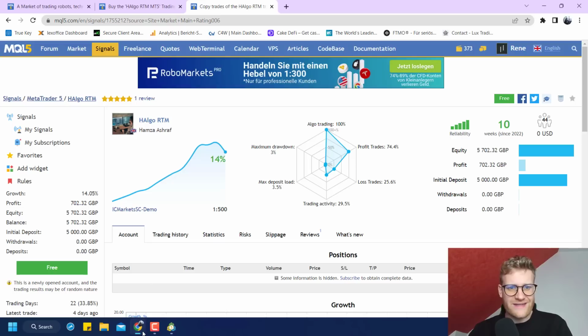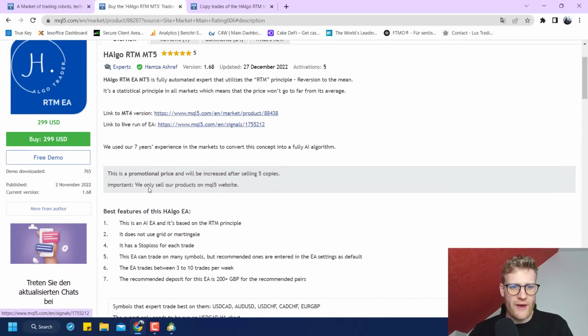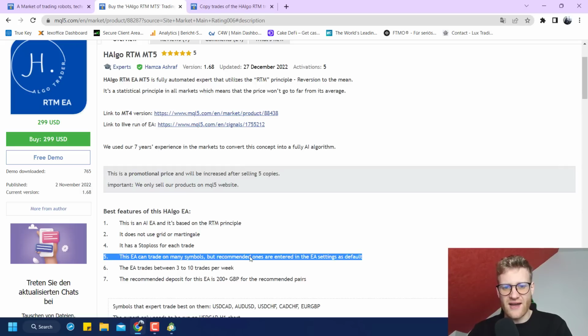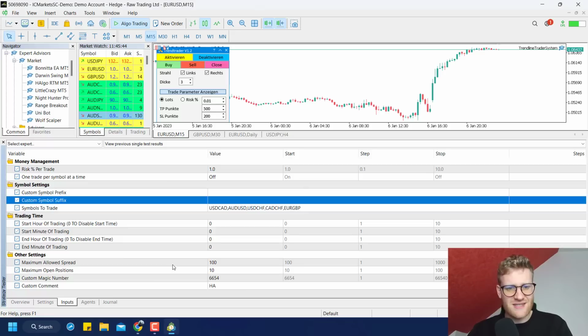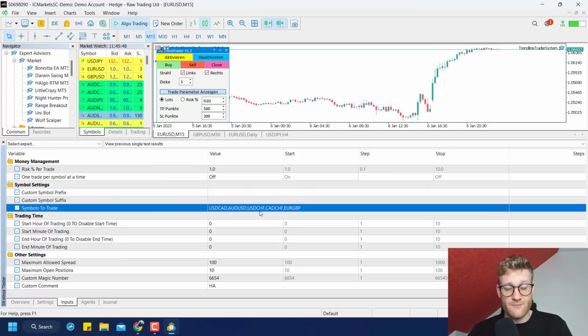But as we read in the description of the program, he kind of recommends to use the EAs that are defined in the settings. And as we can see here, there is a list of symbols defined that he wants to use. So we will just use them.